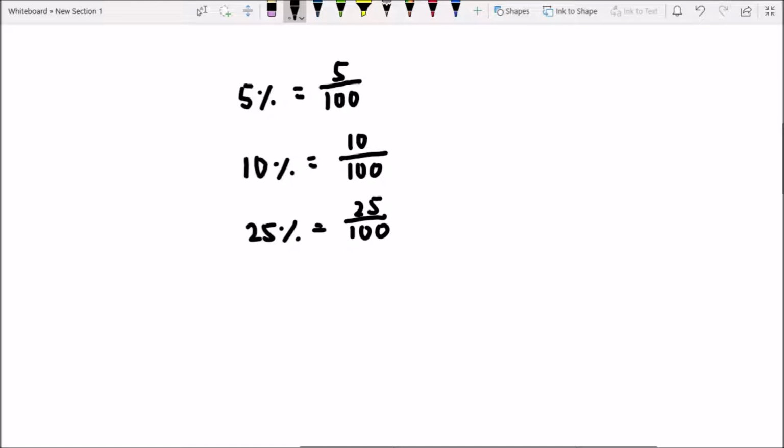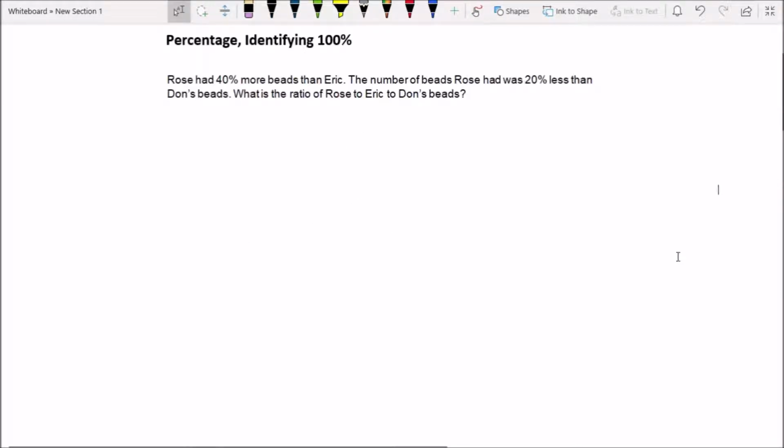One thing you have to get used to is identifying which item should be taken as 100% when comparing two items or more. To figure this out, just ask yourself which is the original or reference amount. That should be the amount taken as 100%.